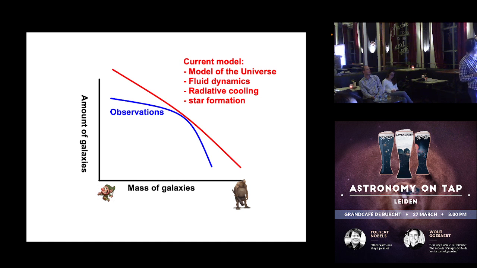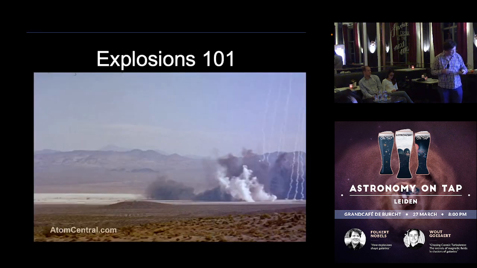But then if we look at the observations of galaxies in the universe, we get this blue line. So we don't at all agree with the observations. So we have a problem here, and we need to solve that. And to solve a problem in galaxies, you need a lot of energy. So we basically need some explosions in the simulations to solve this problem. So I will give a short introduction about explosions.